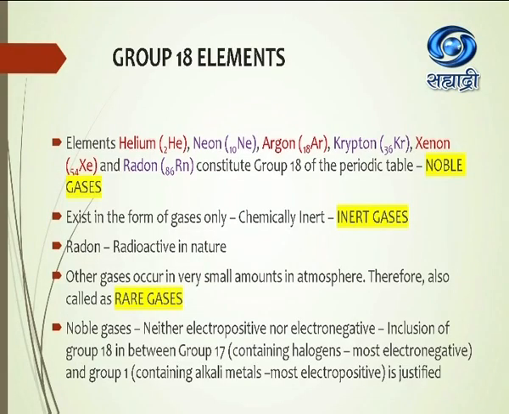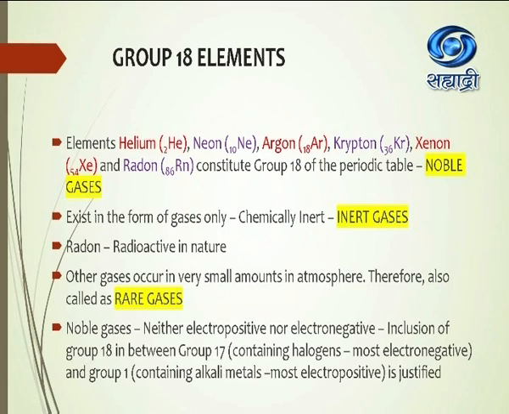So students, just to revise, these group 16, 17 and 18 elements constitute P block of the periodic table. Of course, three other families also are the part of this P block. Today we are going to discuss group 18 elements. So this is the last group of the periodic table. Group 18 elements. So which elements are included in group 18?